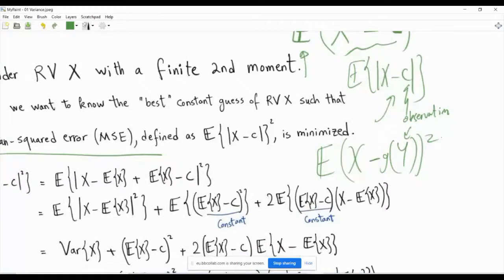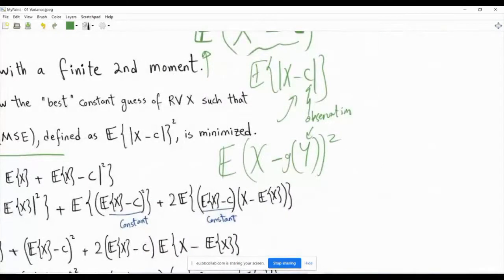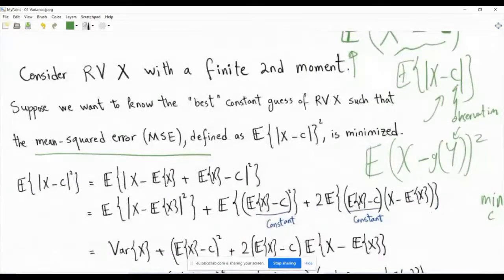So now we want to find the minimizer of this. We want to solve: what is the minimum value over c of the expectation of x minus c squared? So how can we solve this minimization problem?